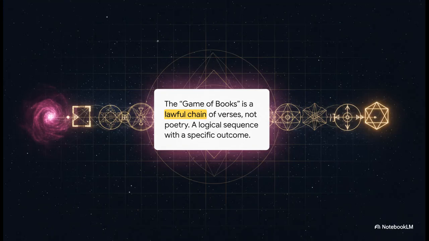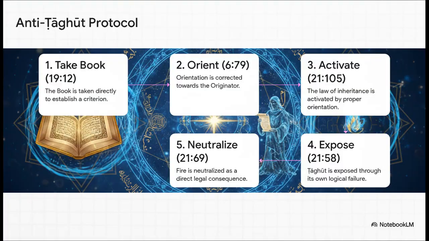Now, this is a really key shift in how we think about this. The process we're about to look at isn't some beautiful poem or a myth. It's presented as a lawful, completely predictable chain of verses, a logical sequence that, when you follow it, is designed to produce a very specific and repeatable outcome. And here it is. The 5-step algorithm that the source calls the anti-Tagut protocol. This is really the heart of it all, so let's just walk through the logic.